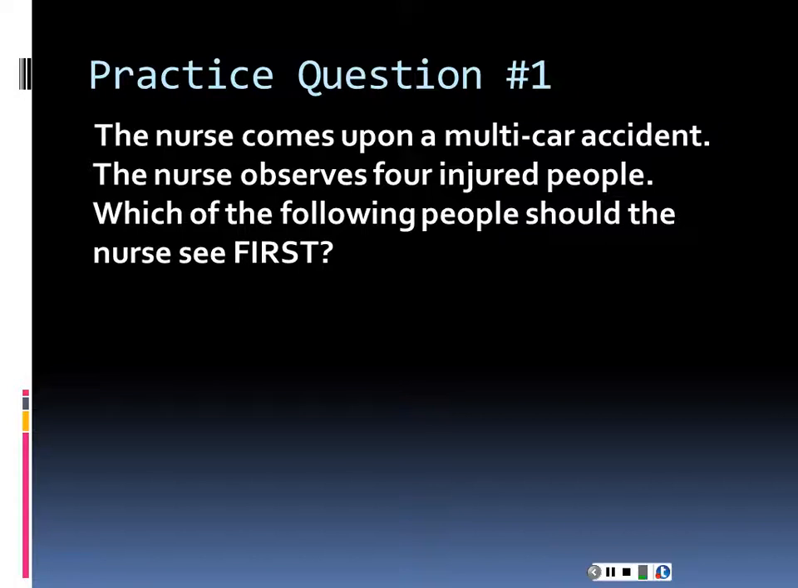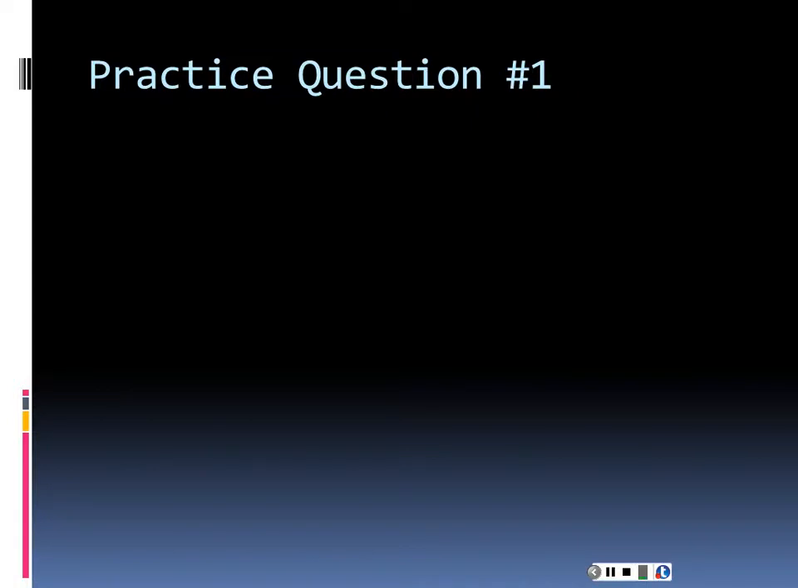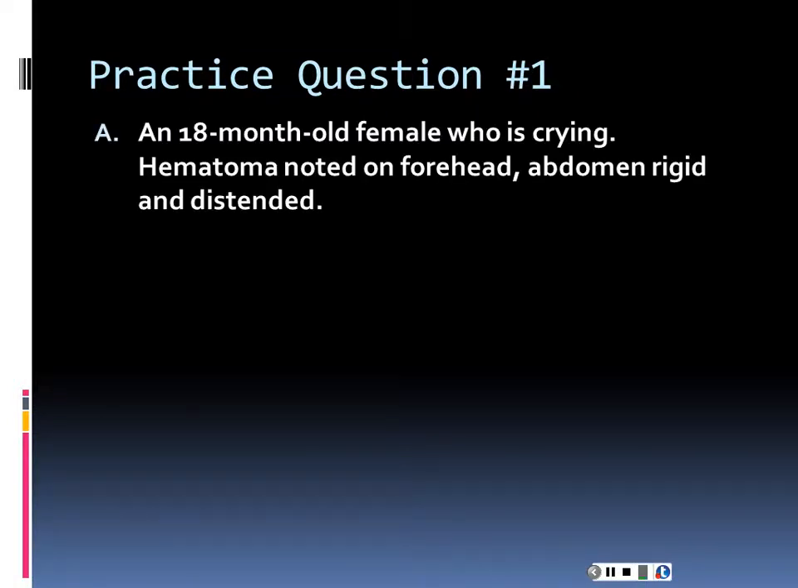We'll discover a couple of different things in our few practice questions here. So in this question, the nurse comes upon a multi-car accident, and you've got 4 injured people. You've got to decide who to see first. Our first person is an 18-month-old female who is crying. Hematoma noted on the forehead. Abdomen is rigid and distended. So, is this a stable patient or an unstable patient? Well, I'm not exactly sure, but it doesn't sound good. I've got to think about what is the worst thing that could be happening. The kid has hit their head, and now it looks like something's going on in that belly.